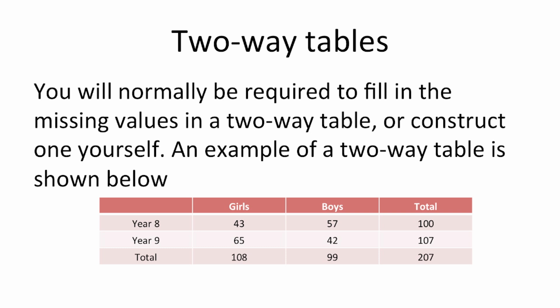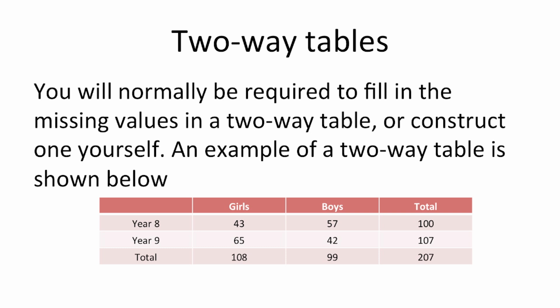Now, in this two-way table, you see we're analysing the Year 8 and Year 9 students and also the girls and boys within those years. And a two-way table allows you to analyse two different things within the same table.